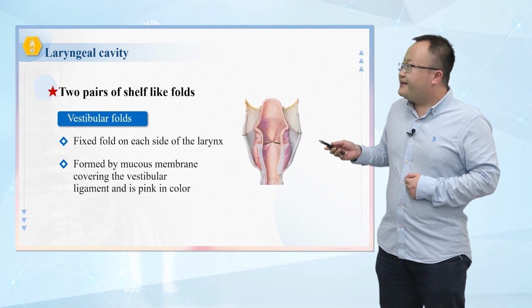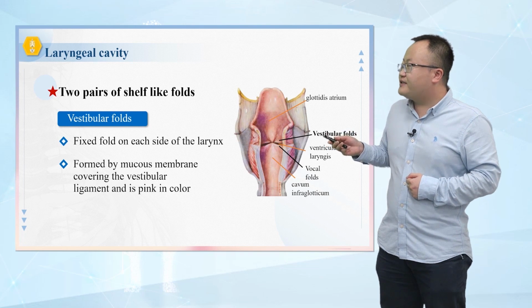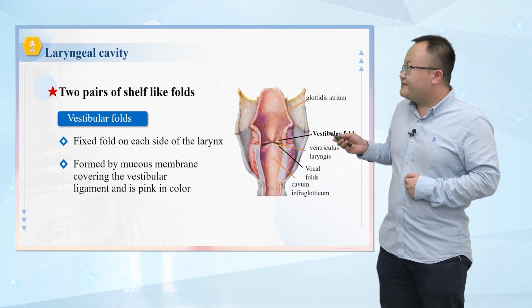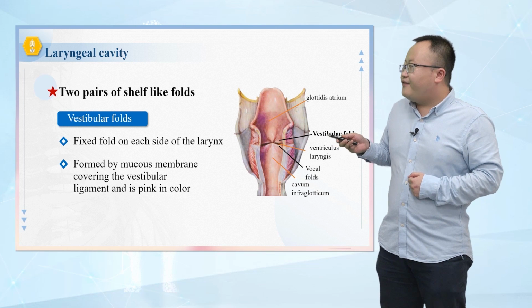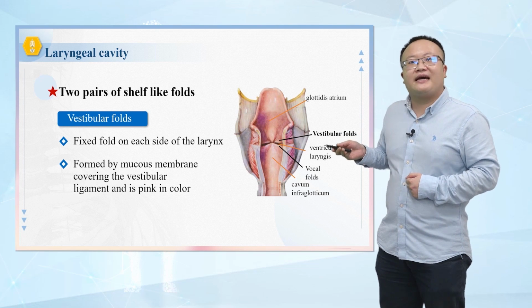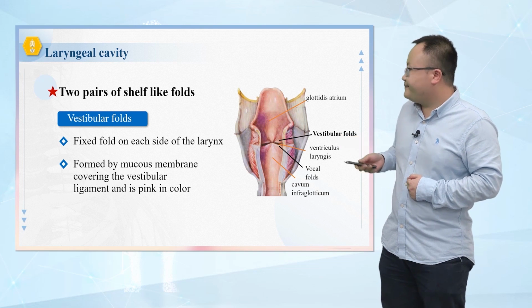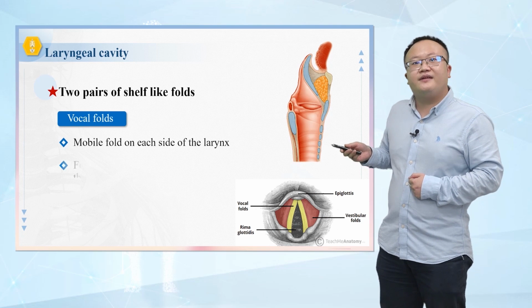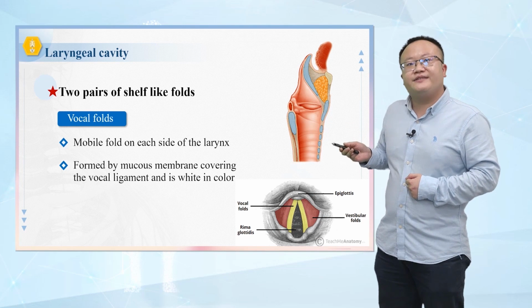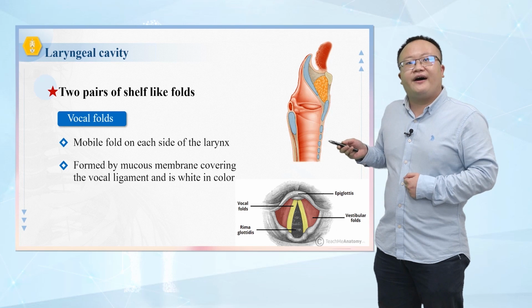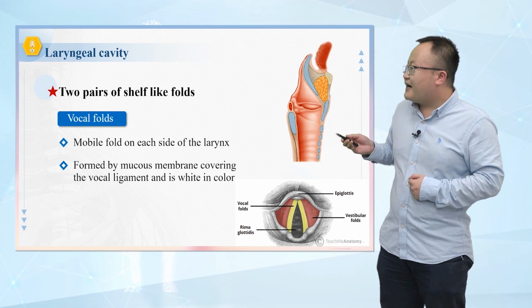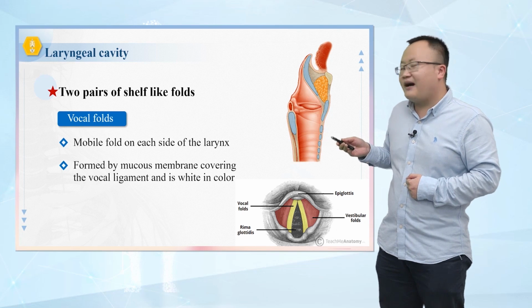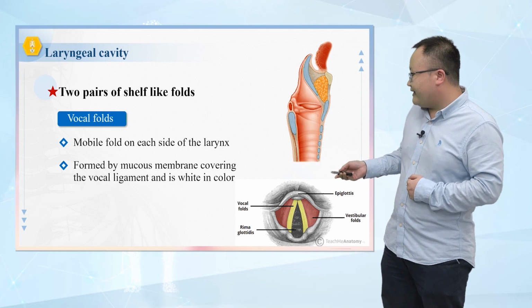Larynx cavity. There are two pairs of shelf-like folds. The vestibular folds are fixed folds on each side of the larynx, formed by mucosal membrane covering the vestibular ligaments, and pink in color. Another are called vocal folds. It's a mobile fold on each side of the larynx, formed by mucosal membrane covering the vocal ligament and is white in color, just as this one.